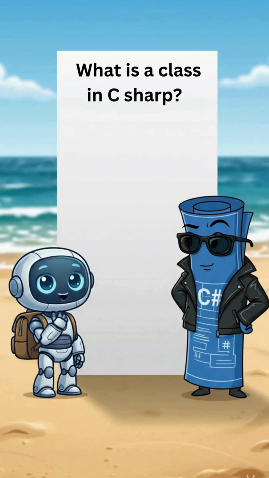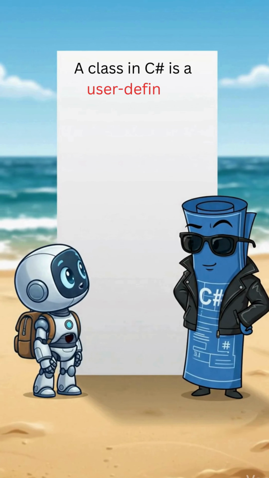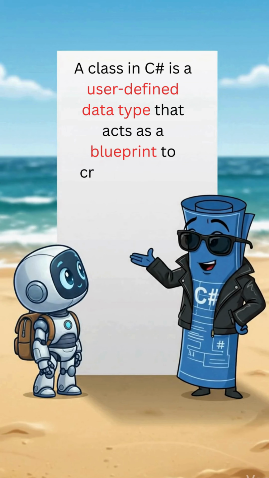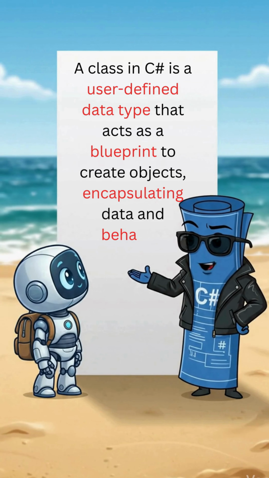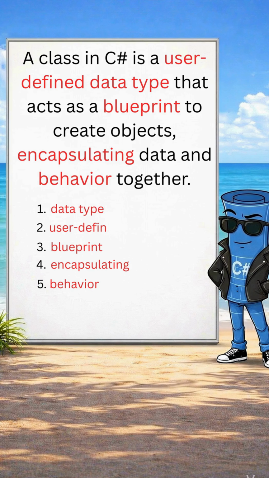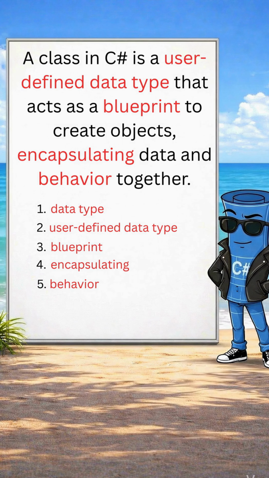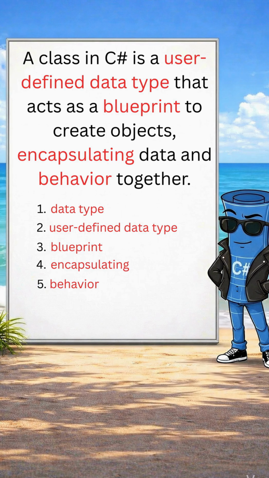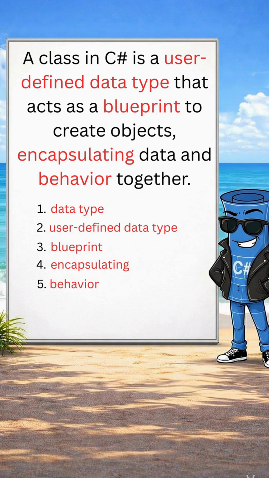What is a class in C#? A class in C# is a user-defined data type that acts as a blueprint to create objects, encapsulating data and behavior together. You might notice that I've highlighted a few important words in red. I will explain each of these terms one by one, in very simple language.